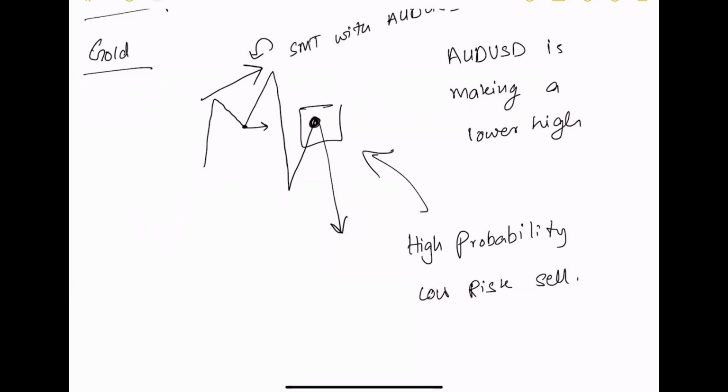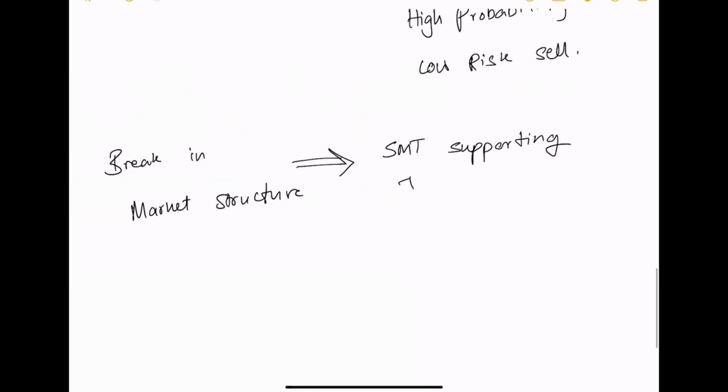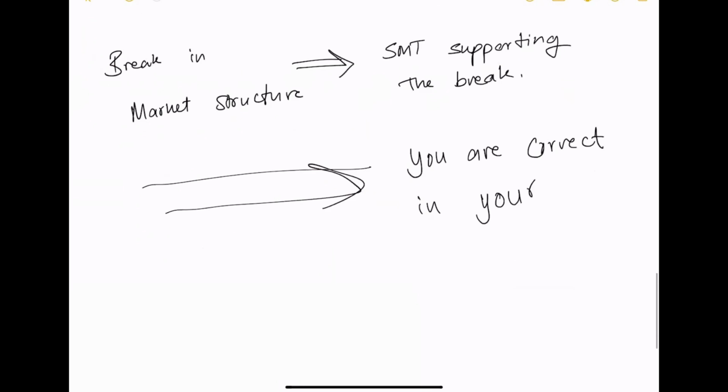The point to take home from this video, from institutional accumulation, the SMT tool, is that every time you see a break in market structure, you want to look at your intermarket analysis and see if there is SMT supporting the break. If SMT is supporting the break, then you are correct in your directional bias. If you do have SMT supporting the break in market structure, you are 100% correct in your directional bias.